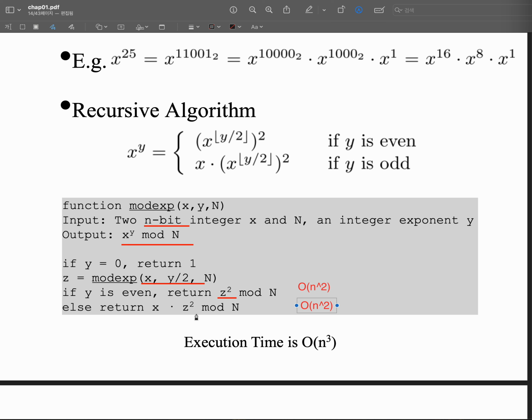And then this one will be n minus 1. This takes T n, and by using the recursive relation, you can calculate easily like here. So the total execution time is big O of n to the 3.